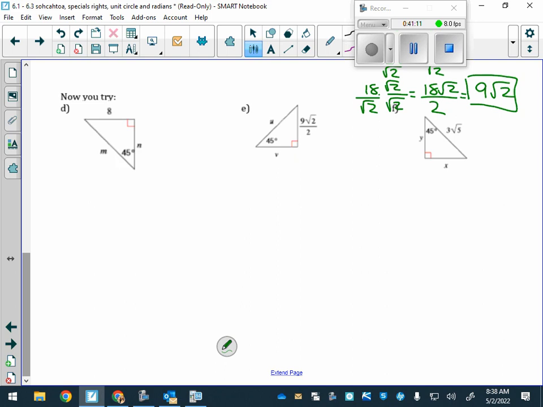All right. So we have a 45, 45, 90 here. 8 is one of the side lengths. What does N equal? 8. What does our hypotenuse equal? Go ahead, Mia. 8 root 2. Done. Okay? All right. We're going to skip E and look at F. We're given the hypotenuse, which is 3 root 5. What does our hypotenuse equal in a 45, 45, 90? Yeah, Tyler.